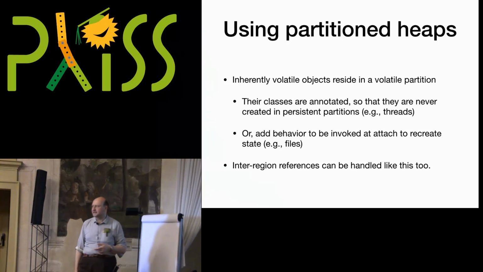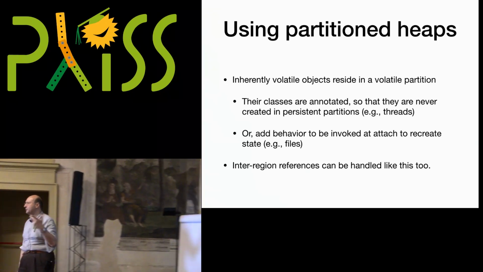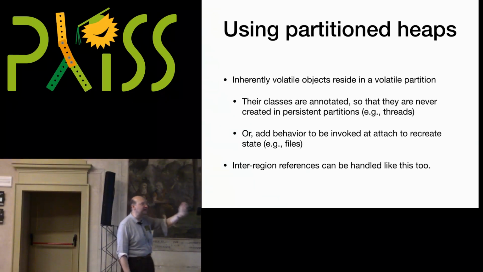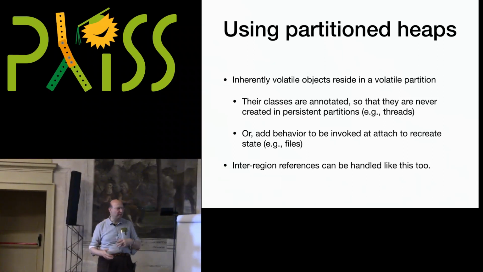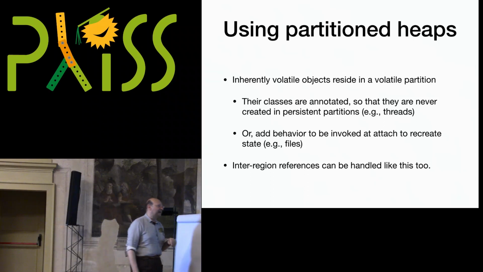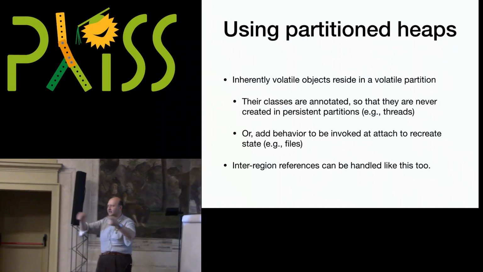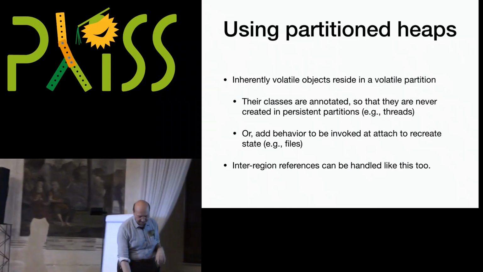How do we deal with things that are inherently volatile, those objects which defy persistence? Well, they have to reside in the volatile partition, and they could be annotated to enforce that, or you have to add behavior, inherit some interface that basically says this needs to be reconnected when the partition is reattached, and the runtime will arrange to run your reconnection code and deal with whatever you decide at that point, whether it's allowed or not allowed. And you could, in principle, do the same thing to handle inter-region references by having reconnection code reestablish those. That's always a possibility.